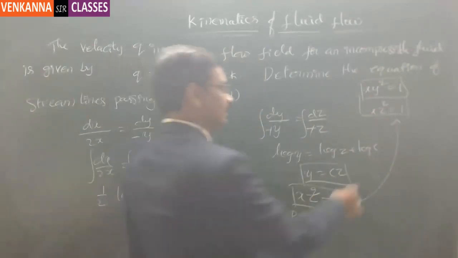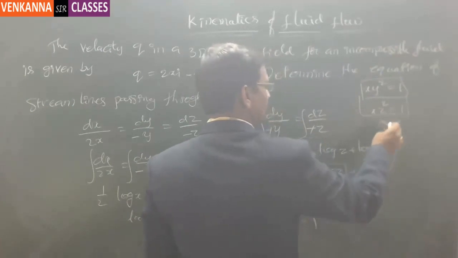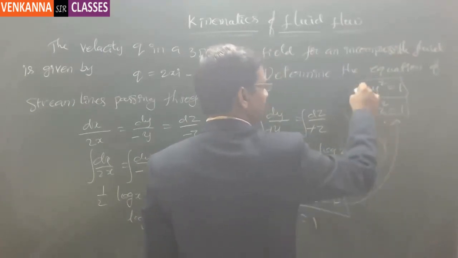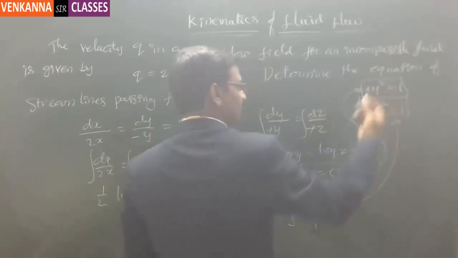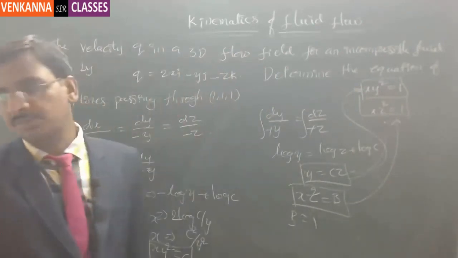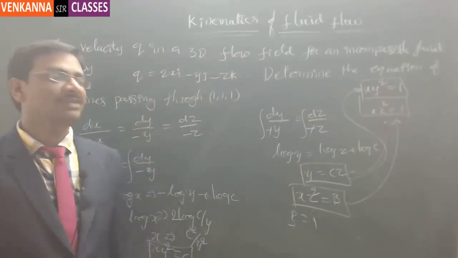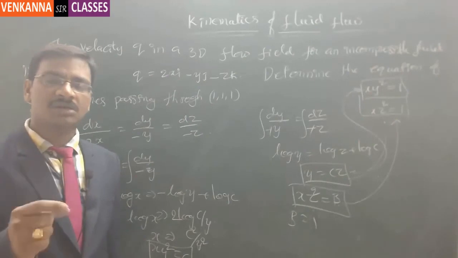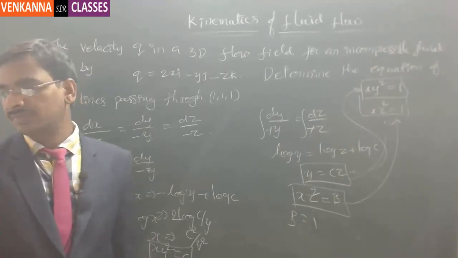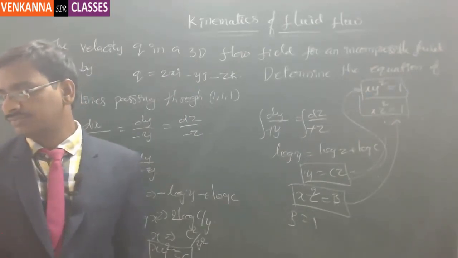So you may say this one and this one together, or this one and this one, or this one and this one together. Any set you can represent, but essentially it will convey the same set of streamlines in space. Got it or not?